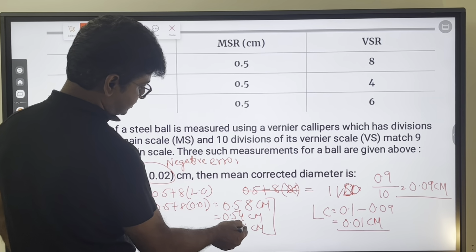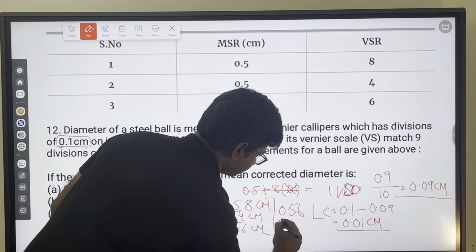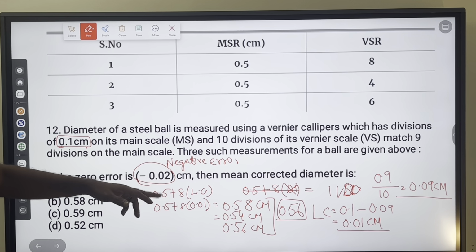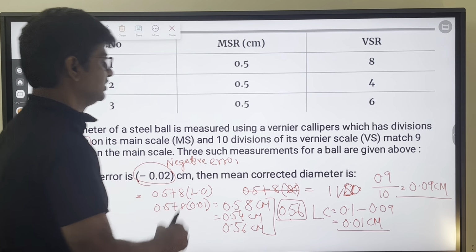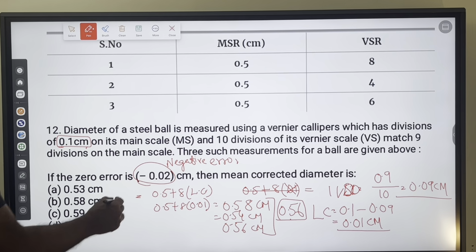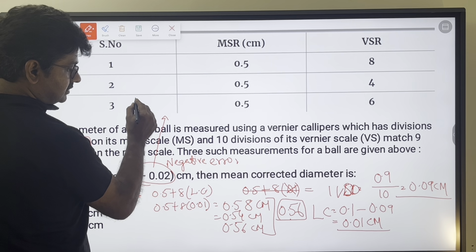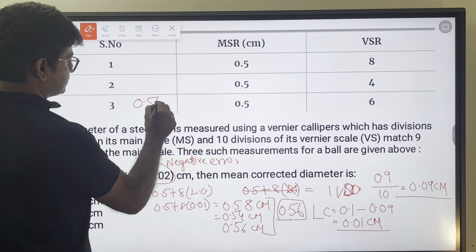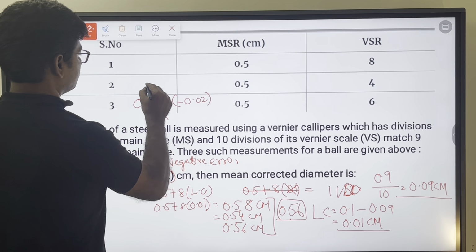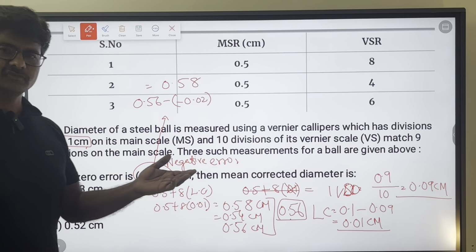0.58, 4, 6, 10, 18. 18 by 3 means 6. Therefore, this is 0.56. So 0.56 is the measured value. This is actually the measured value. What is the error? Minus 0.02. This is the error. Right, measured value is 0.56, error is minus 0.02. So what you get is 0.58. It is clear now.